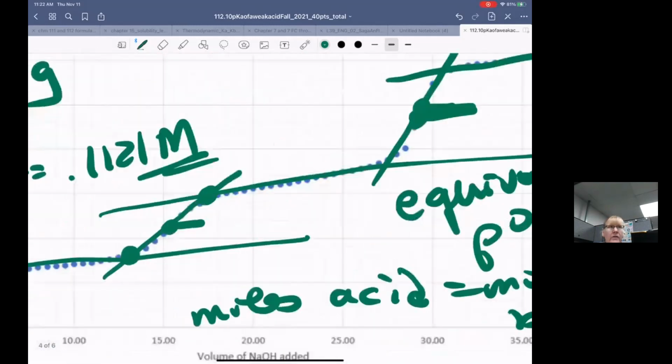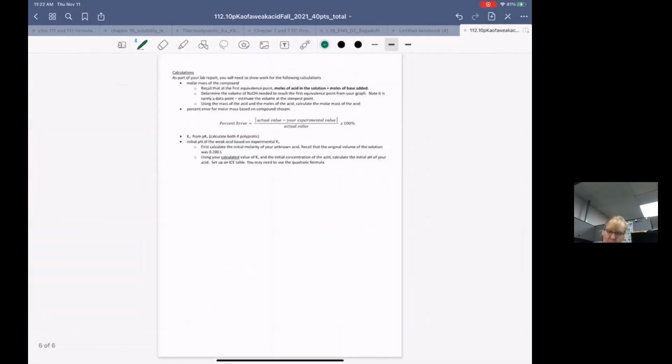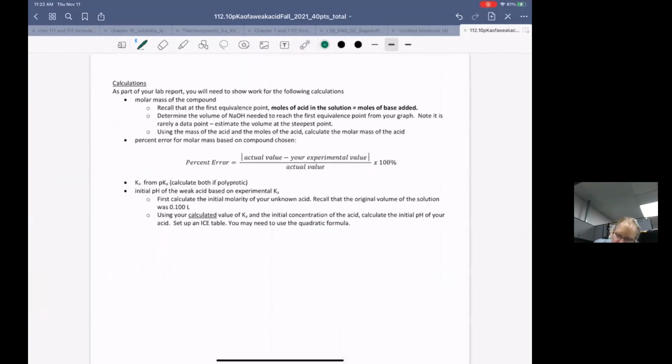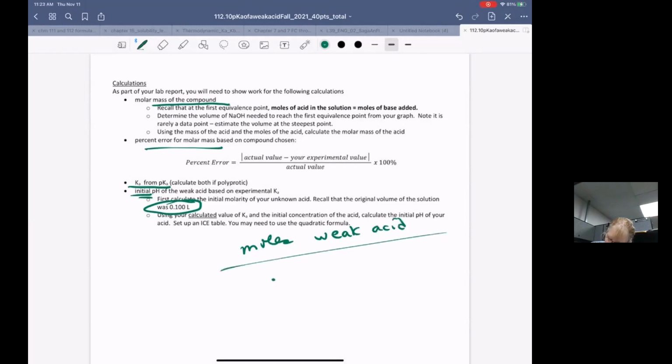And when you do your calculations on this, you're going to need to get your molar mass of your compound, your percent error, your Ka from your pKa, and your initial pH. Remember with your initial pH that your volume was 0.1 liters. Because it's 0.1 liters, you're going to take your moles of your weak acid, which you get from the equivalence point, and divide it by 0.100 liters. That's going to give you your molarity.